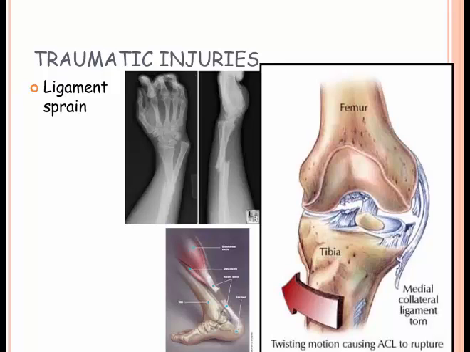A common example depicted in your slide here is an ACL ligament injury or anterior cruciate ligament injury, and this is a result of a traumatic injury to the knee. This slide also depicts a medial collateral ligament injury right here, which also can occur from the same traumatic injury.